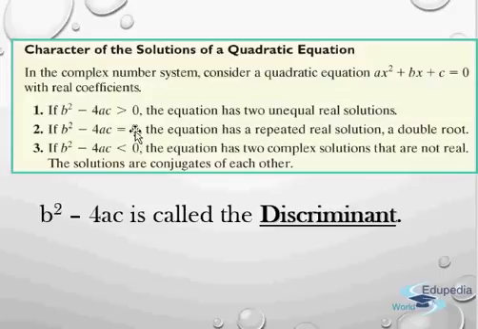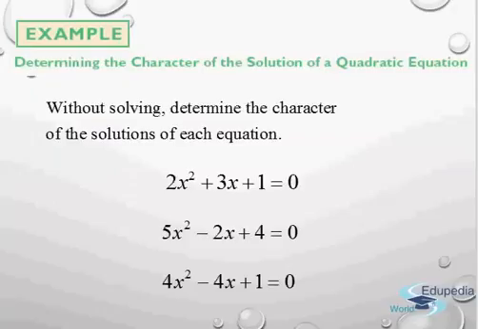If the discriminant is 0, we're still going to have a real solution. We're going to have a double root. But if it is more than 0, we're going to have two unequal real solutions. If it is less than 0, we're going to have a complex solution. So this is the way to find out whether your quadratic equation is going to have a real solution or a complex solution.